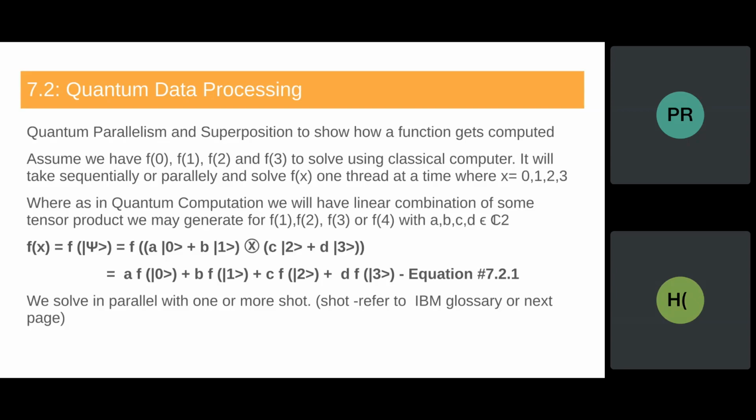The data processing word says quantum parallelism and superposition. If you have 4 functions f0, f1, f2, f3, and we take them sequentially by classical computing, then we'll do 4 computations. We can also do it in parallel to solve f(x) using threads. That's one way of doing it, which is what you have found NVIDIA is doing.